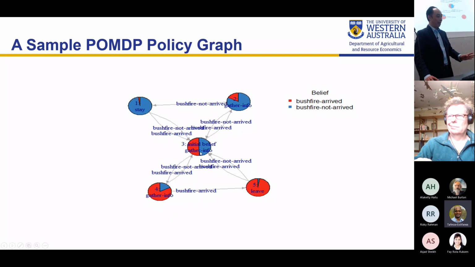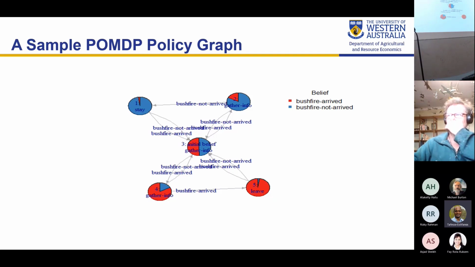But on the other hand, if the observation the agent was told was bushfire arrived, it will take this arrow and get onto this one. And in this state, the best action is to gather more information, and then get another observation, bushfire arrived, and now the action is to leave. So this model represents what is probably considered the more rational optimal decisions, based on all that information and probability distributions applied to it.